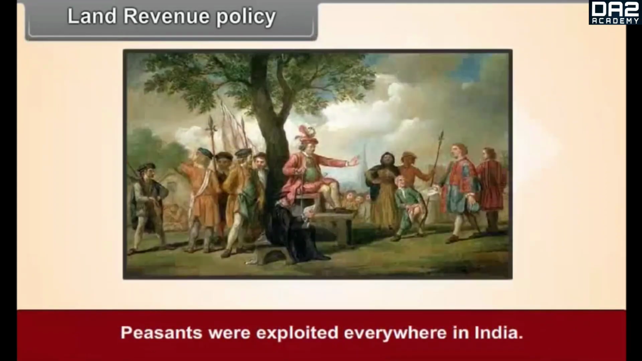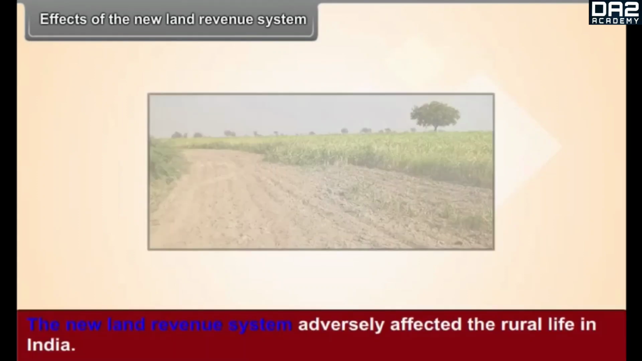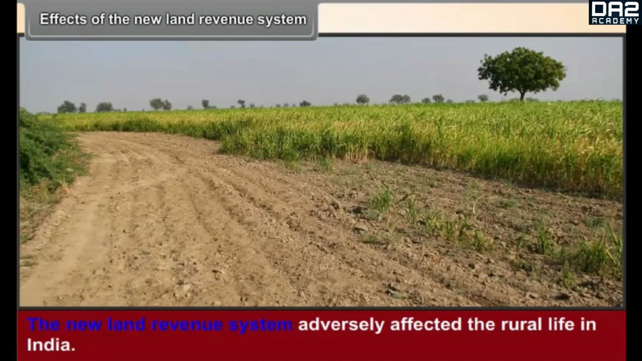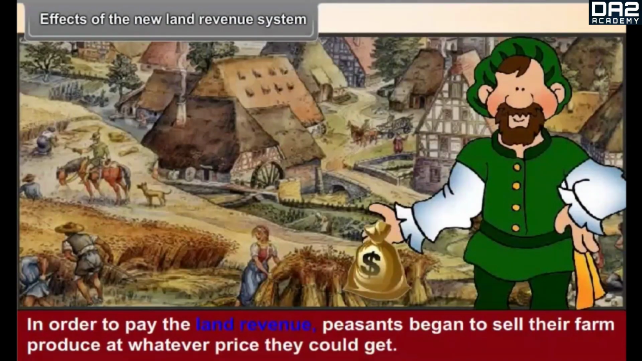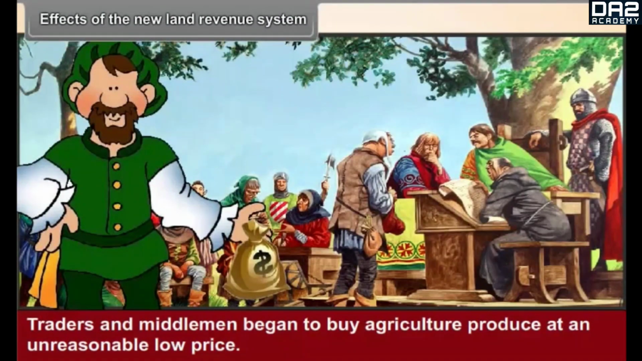Peasants were exploited everywhere in India. Effects of the new land revenue system. The new land revenue system adversely affected the rural life in India. In order to pay the land revenue, peasants began to sell their farm produce at whatever price they could get. Traders and the middlemen began to buy agricultural produce at an unreasonably low price.